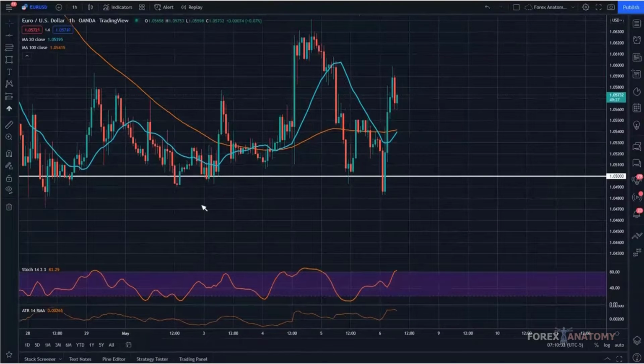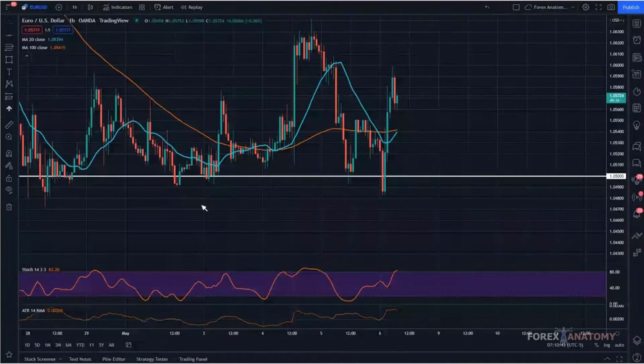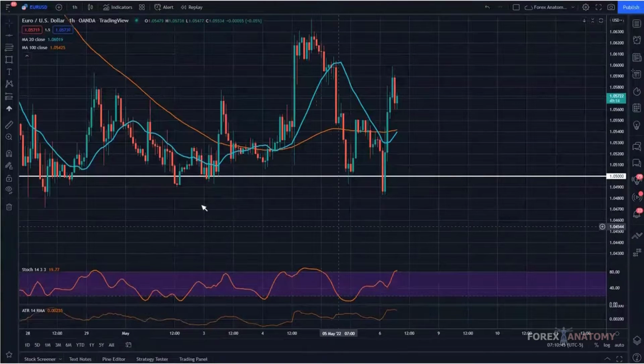Now, of course, I know Adam said resistance, but that's not true. Okay, yeah, so he corrected it. Support. Yeah, that's what we want to do. We want to buy at support.